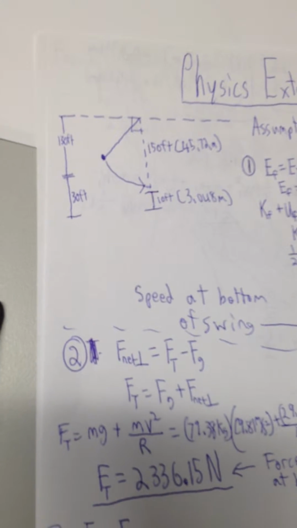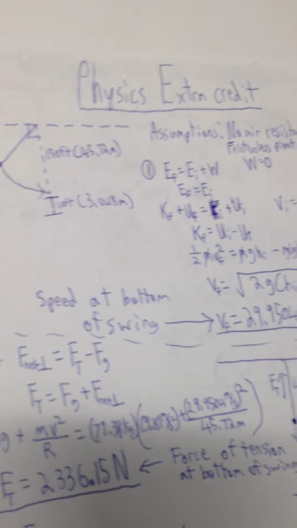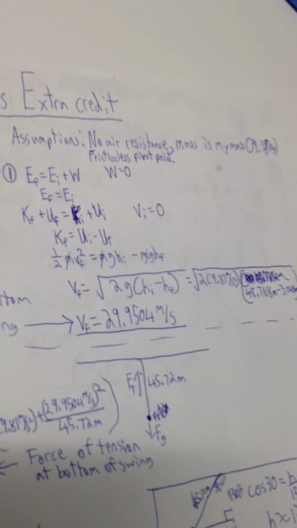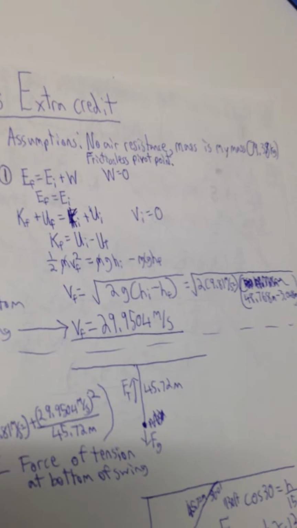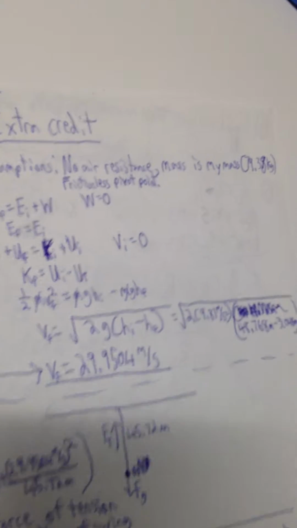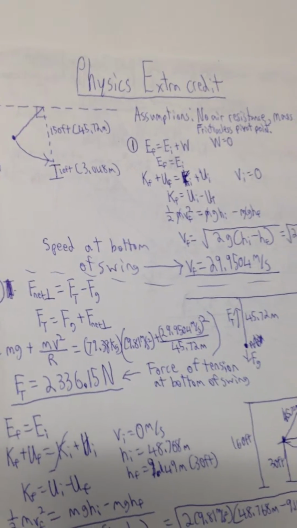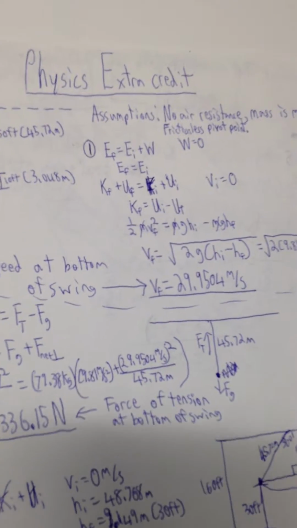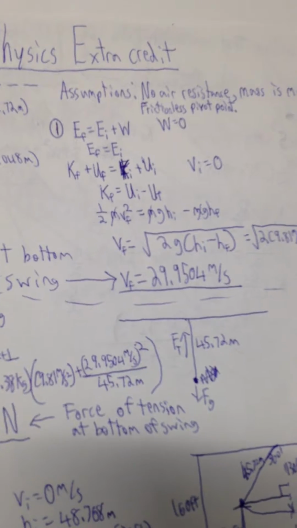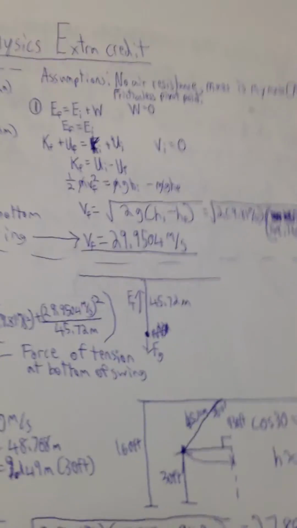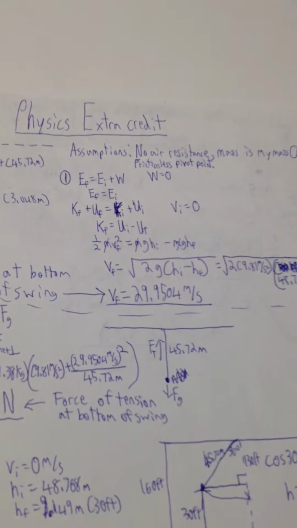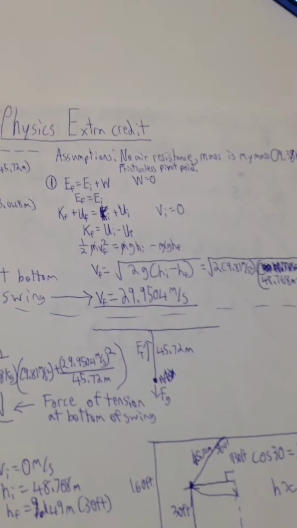So before we start, our assumptions are there's no air resistance, the mass is going to be my mass, and that it's a frictionless pivot point. And then we use the energy principle, and that's just going to be E_f equals E_i plus work, and work's 0 in this case, so E_f equals E_i. And then break that down into K_f plus U_f equals K_i plus U_i.